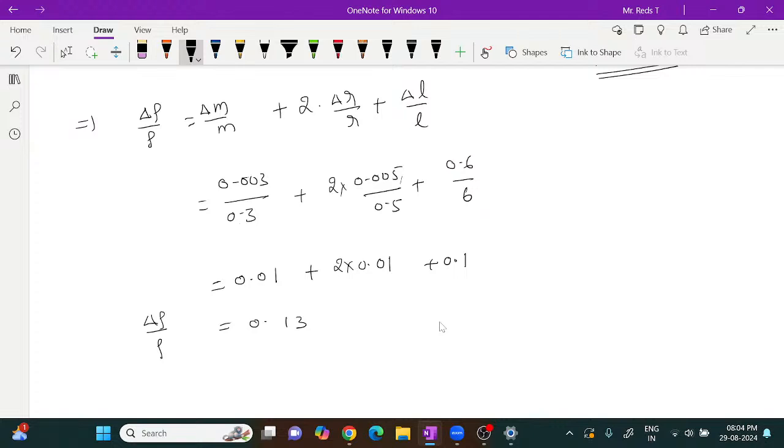Now this is okay. As we know we need the percentage error, right? Percentage error means you have to multiply with 100. So now at this step, if you just multiply with 100, you will get this is 1 plus this becomes 2.